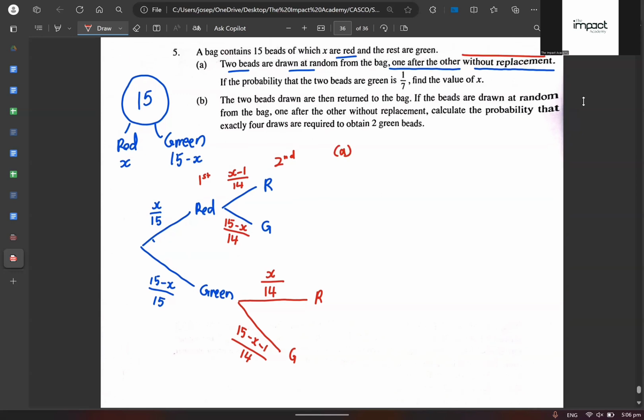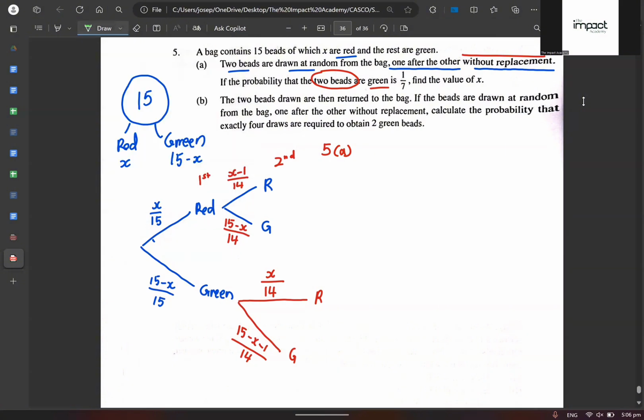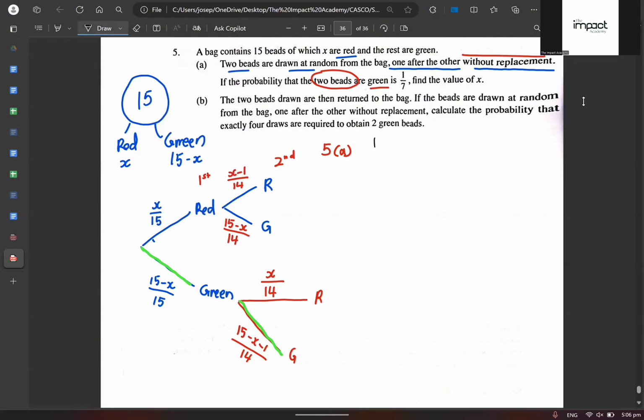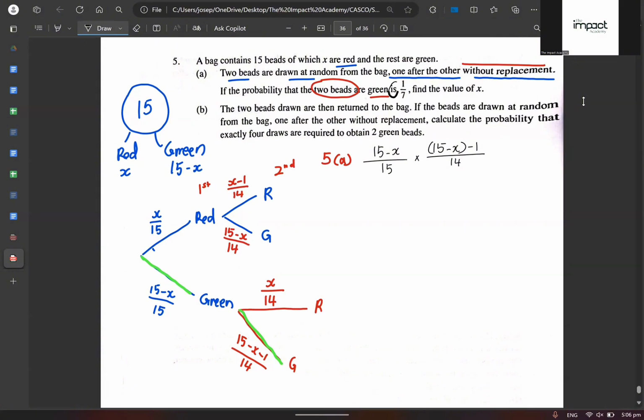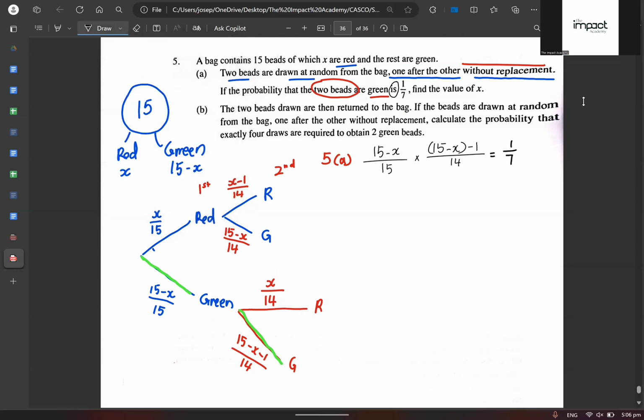Okay, let's do A. 5A says the probability that the 2 buttons are green. Okay, I'm going to use a special color, maybe I just use green. Probability that the 2 buttons are green. Can you understand or don't understand? Okay, so we are going to have 15 minus x over 15 times (15 minus x) minus 1 over 14. True? You see, what did they say? It is 1 over 7. Does that make sense to you? It is 1/7. Do you understand or don't understand? Yes. So what do you want to do?